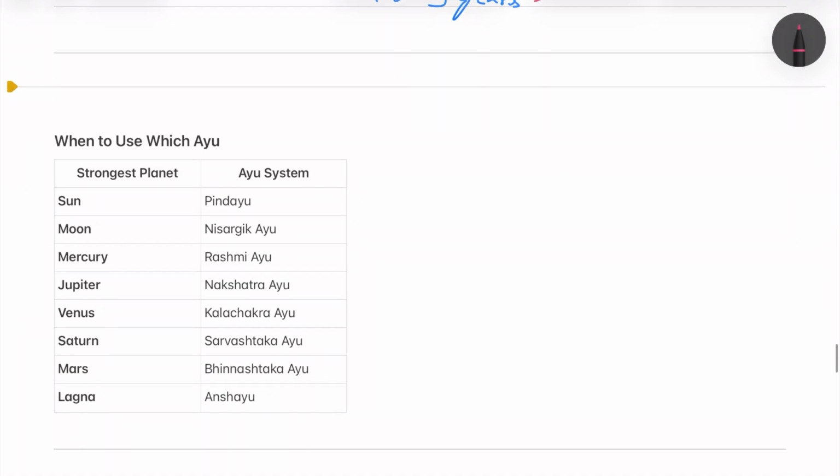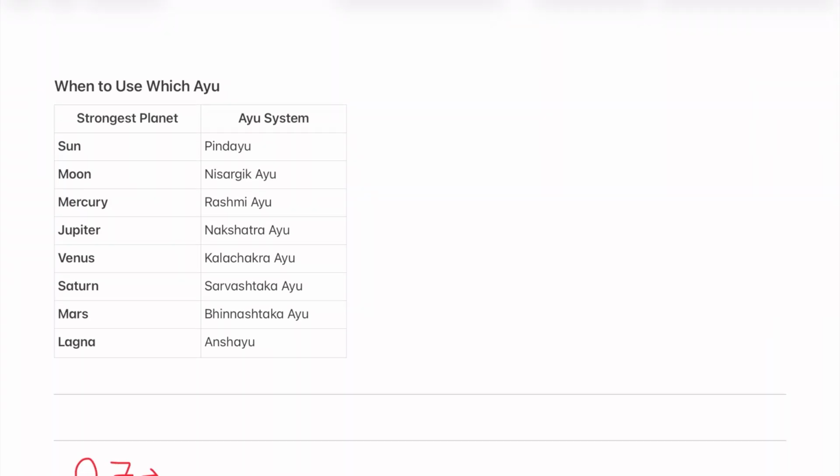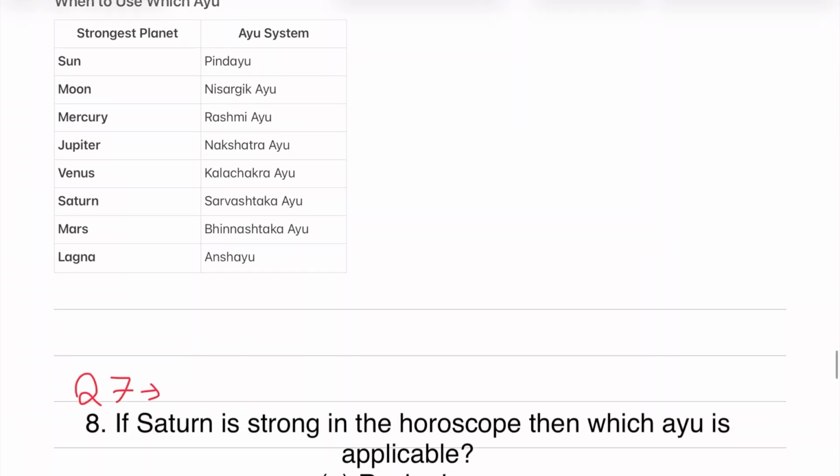So next few theoretical questions. If sun is strong, we use Pinda Ayu. If moon is strong, we use Nasargik Ayu. If Mercury is strong, we use Rashmi Ayu. If Jupiter is strong, we use Nakshatra Ayu. If Venus is strong, then Kalachakra Ayu. If Saturn is strong, Sarvashtaka Ayu. If Mars is strong, Bhinnashtaka Ayu. And if Lagna is strong, Amsha Ayu.